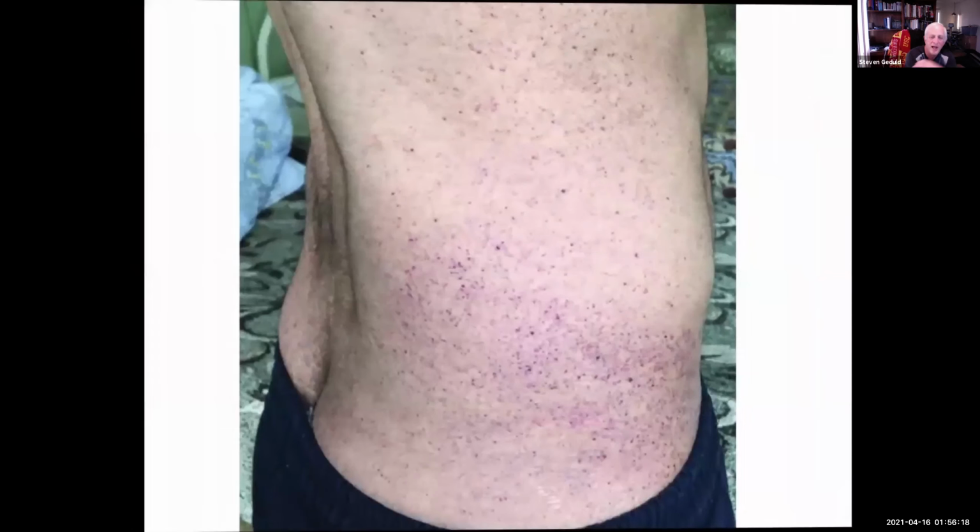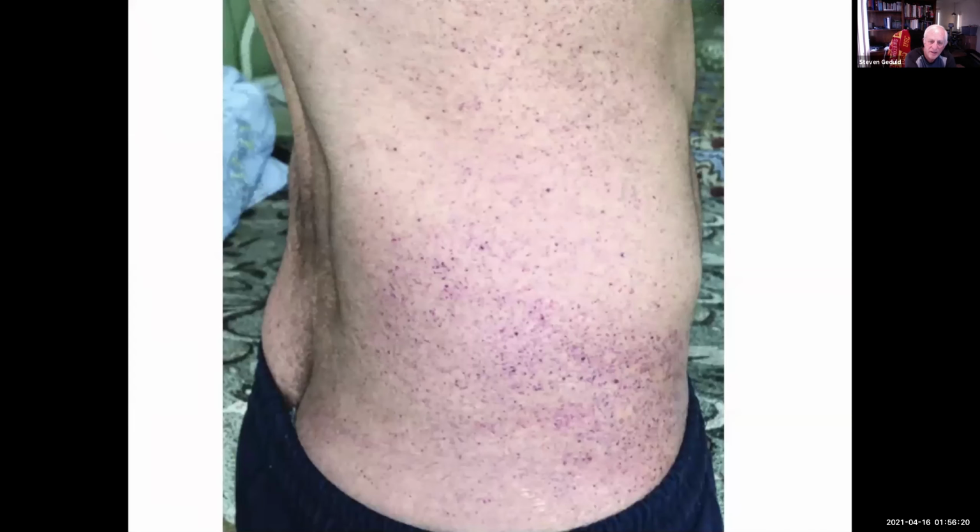That's the rash. That's not your typical rash. It occurs along the sides, along the back, and just in that area. It's kind of a deep purplish color, very distinctive for this disease.